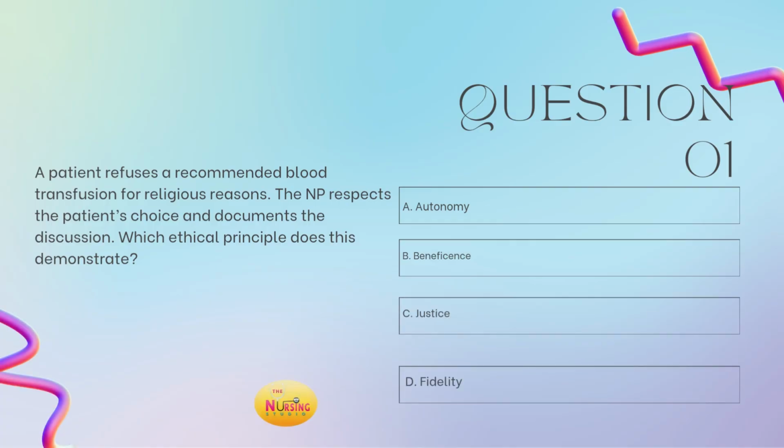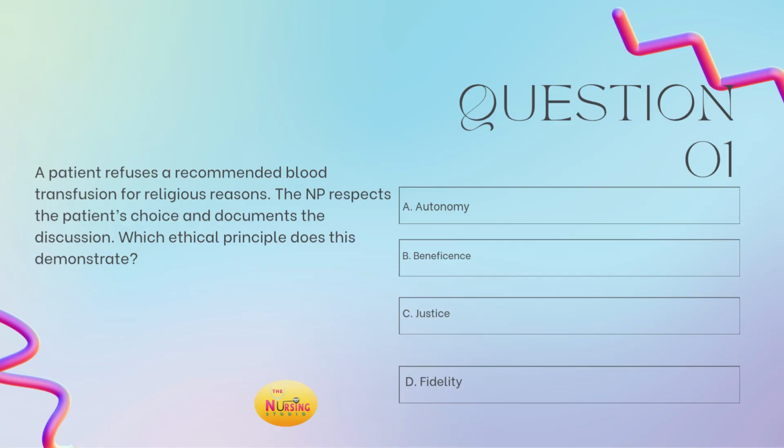A patient refuses a recommended blood transfusion for religious reasons. The NP respects the patient's choice and documents the discussion. Which ethical principle does this demonstrate? Is it A, autonomy, B, beneficence, C, justice, or D, fidelity? Take a moment and tell me what you got in the comments, y'all.